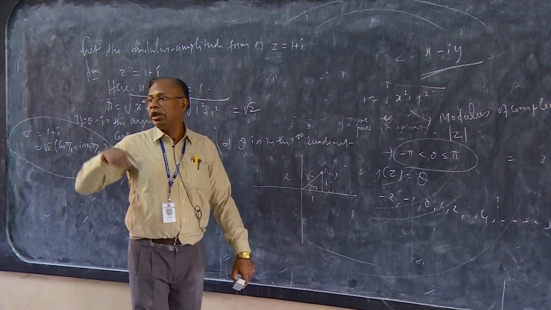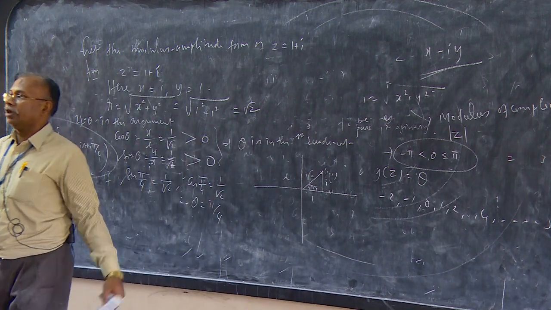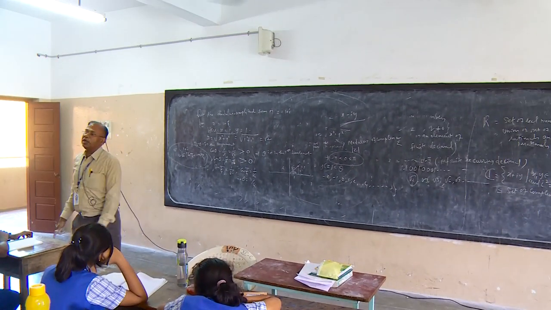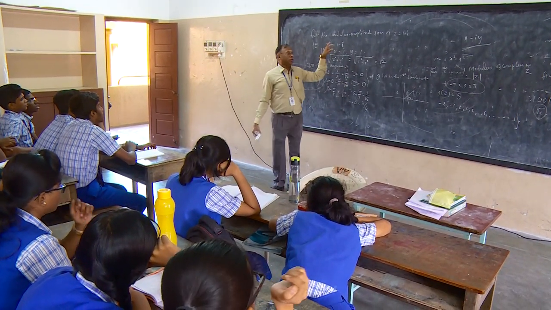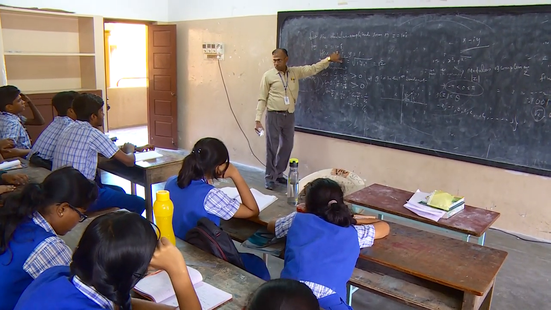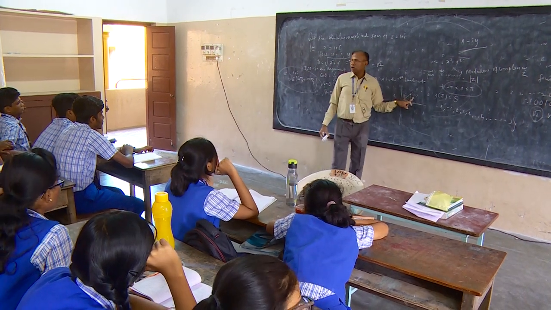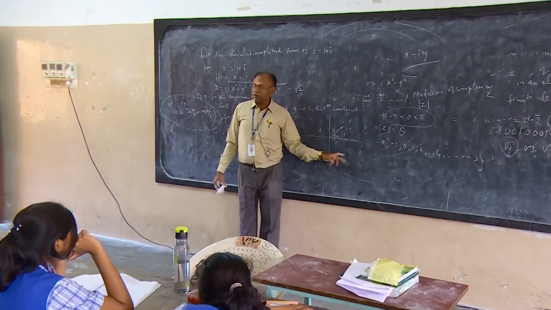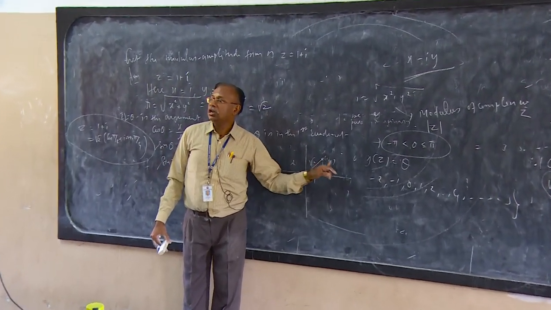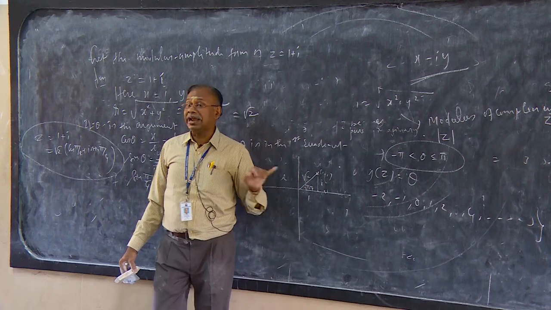Now I can quickly make a tick mark against root 2 into cos pi by 4 plus i sin pi by 4 in your competitive examinations. I repeat once again if you want. If I think about the point 1 plus i, I'll plot the point 1 comma 1, join it to O (0 comma 0), and draw a perpendicular to the x-axis. This length is 1, this length is 1, and it happens to be an isosceles right triangle.